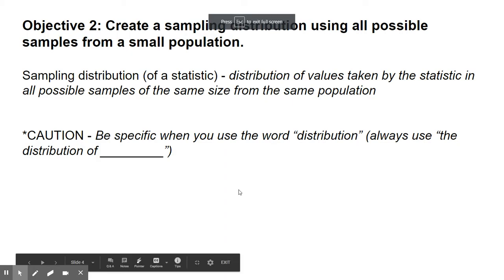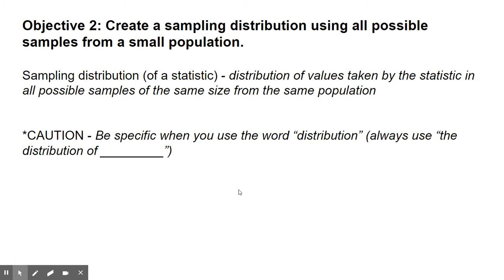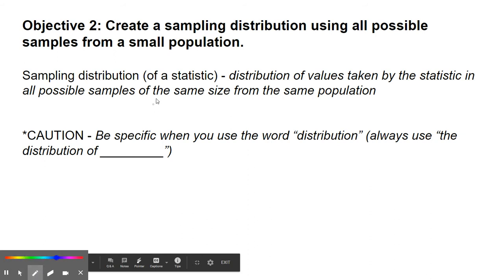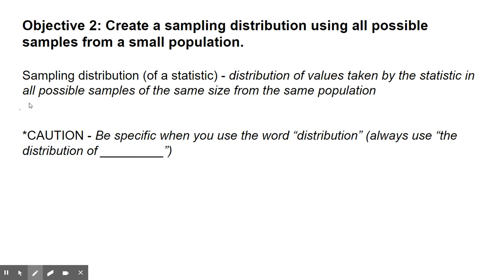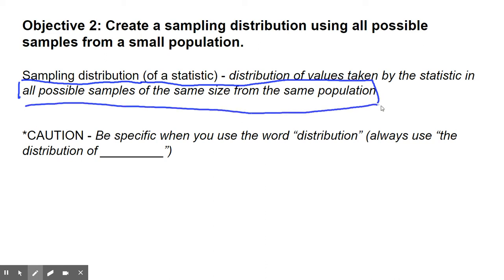All right, so objective 2. Now we're going to actually create our first sampling distribution. And again, we're going to use a small population just to give you an idea of what we're doing. A sampling distribution of a statistic is the distribution of values taken by the statistic in all possible samples of the same size from the same population. This is very important, okay? All possible samples of the same size from the same population.